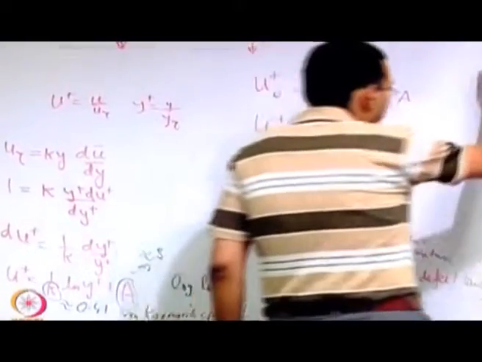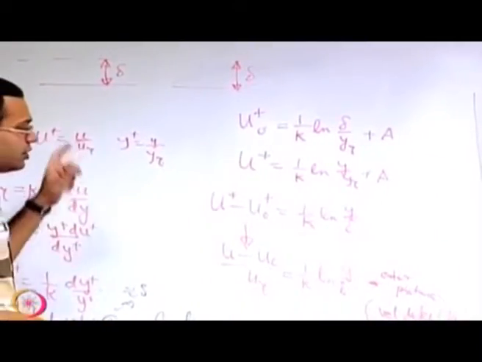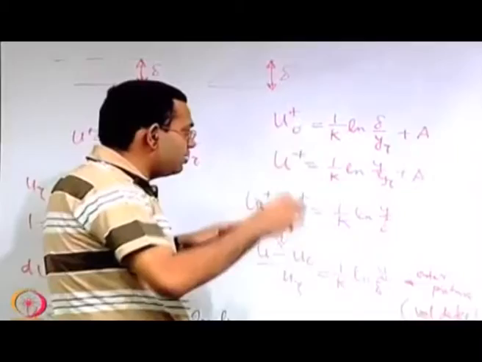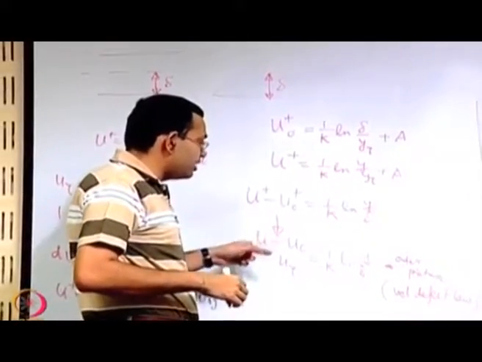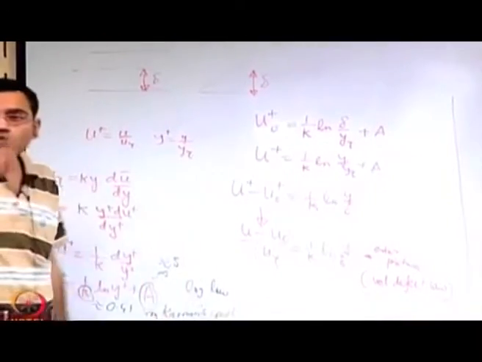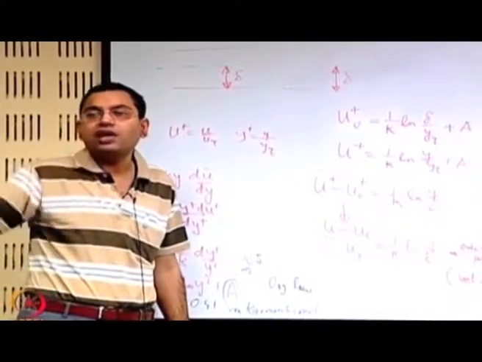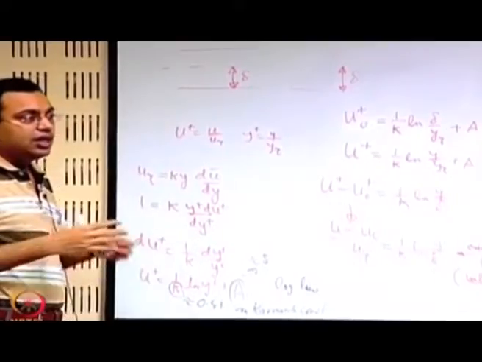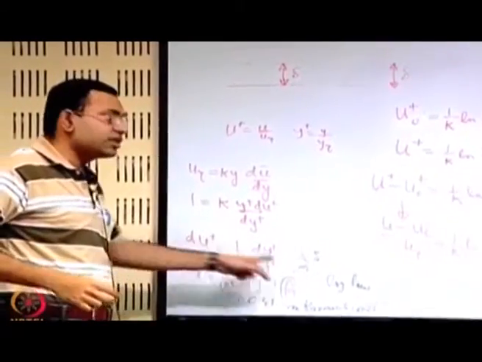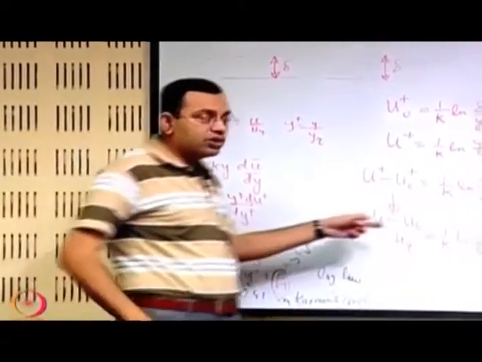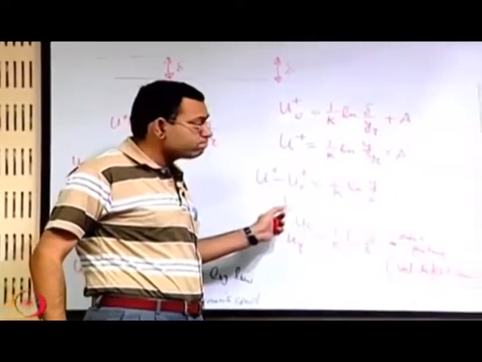Now, this is a picture where, much away from the wall, maybe outer condition, you get such velocity defect. Very close to the wall you have u plus equal to y plus, and u plus as a function of y plus in general. In between you have a logarithmic description, and maybe the outer description is this one.